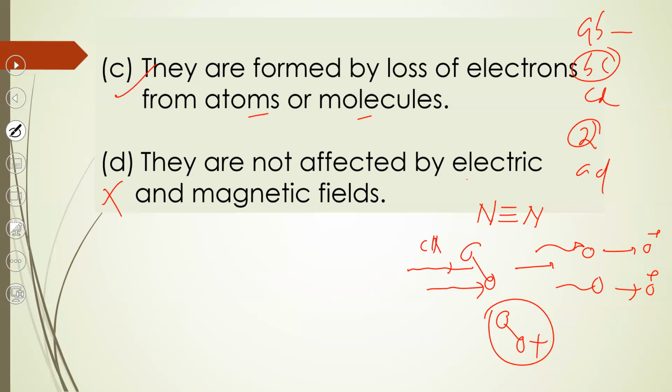Excuse me, sir. Can you give an example of an ion which is created from a direct molecule after the striking of the cathode ray? Right. That is the thing I explained to you here. For example, nitrogen, oxygen, right? The N2 molecule we have taken inside the tube.